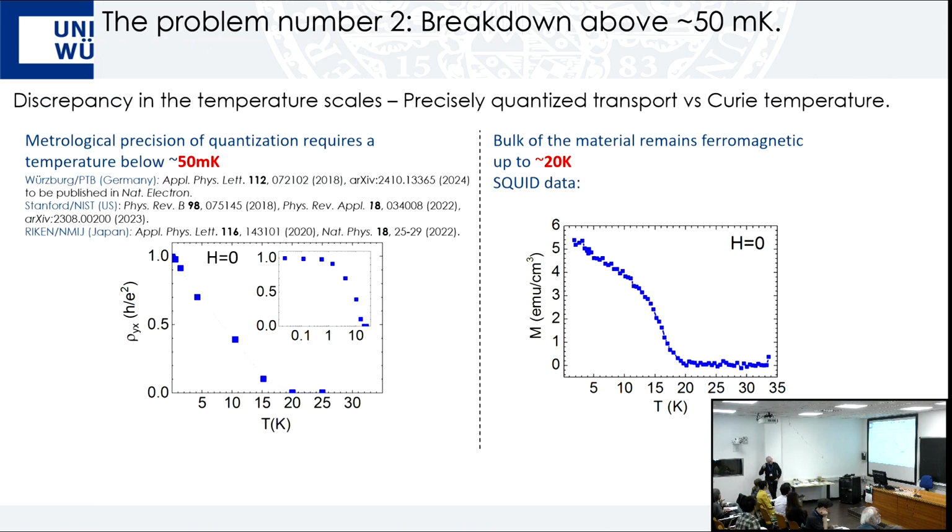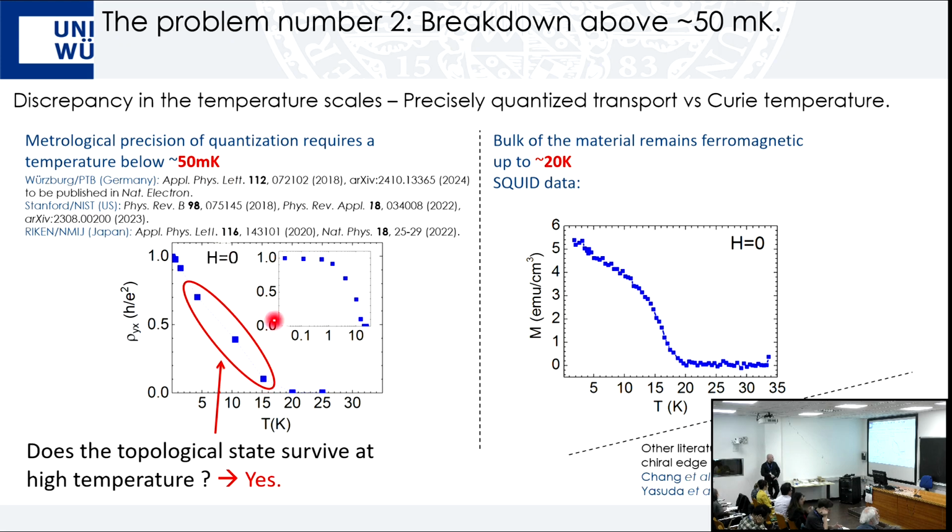Okay, so the last part I want to discuss is problem number 2, which is the breakdown at very small temperatures. It turns out that to see this proper metrological level of quantization in these samples, you have to be below something like 50 millikelvins. At the same time, we know that these materials are ferromagnetic up to a few tens of kelvins. So the Curie temperature is a few tens of kelvins. And there is no obvious reason why there should be a 2-3 orders of magnitude discrepancy between these two temperature scales.